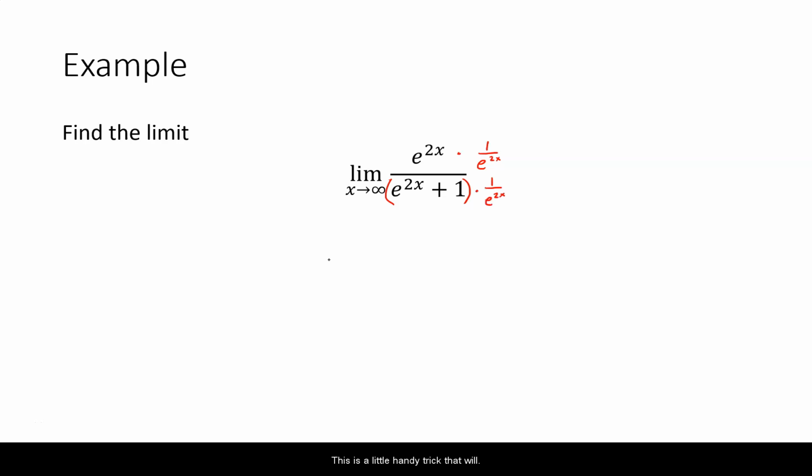Now this is a little handy trick that will help us evaluate this limit, because now I've got 1 over 1 plus 1 over e to the 2x. And if I look at just this term here that's left, you got 1 over something that approaches infinity. So this is going to go to 0. So we're left with 1 over 1 plus 0, which is 1.